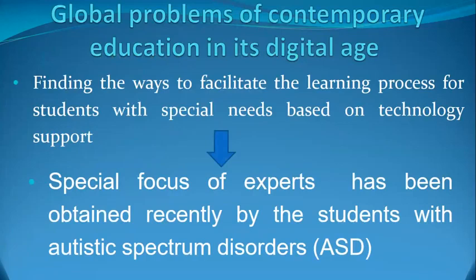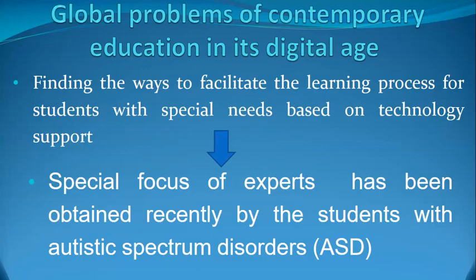During the last decades, digital transformation has reached all aspects of education, including inclusive learning. Various surveys testify that one of the global problems of contemporary education in its digital age becomes finding the ways to facilitate the learning process of students with special needs based on technology support. Special focus of experts, however, has been obtained recently by the students with autistic spectrum disorders, as the number of the cases and variety of the disorder's modification has been growing for the last few years.